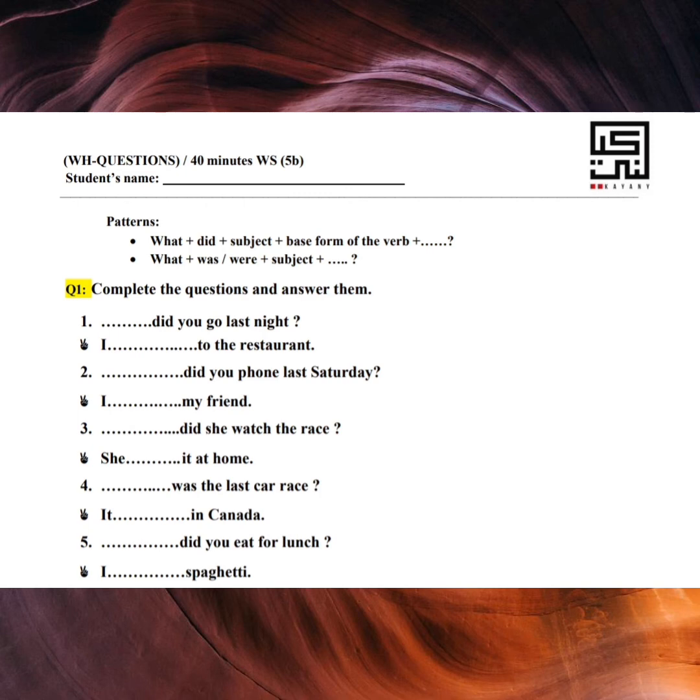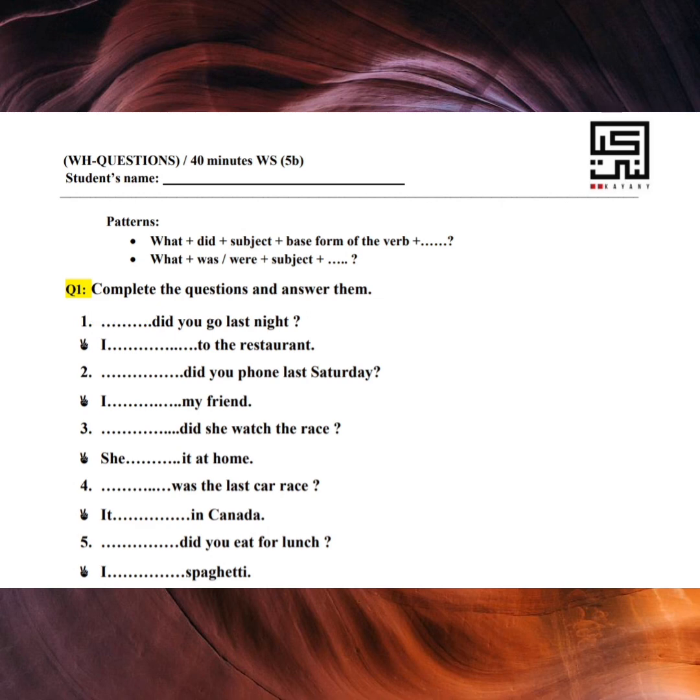Look at the answer. To the restaurant is the answer and it is a place. So we were asking about the place. So the needed WH word is where. Where did you go last night? So here you have to complete the answer. I go or I went. I went to the restaurant because the question is in past simple tense. I went to the restaurant. So you have to follow this pattern to complete the other parts.